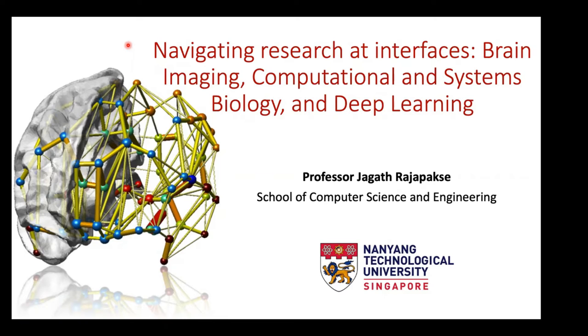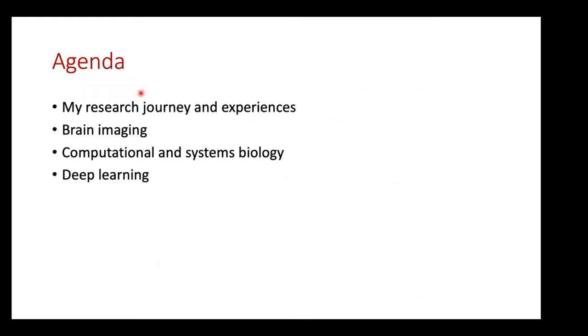So this is my agenda. First, I'll tell you about my journey, how I got into biology and medicine. Then I'll share some of my experience and give some advice to the students who want to work at the interfaces, in interdisciplinary research. And then I'll move into the areas I'm working in. I have three research groups, basically. One is working on brain imaging research, another on computational and systems biology, and the other on deep learning research.